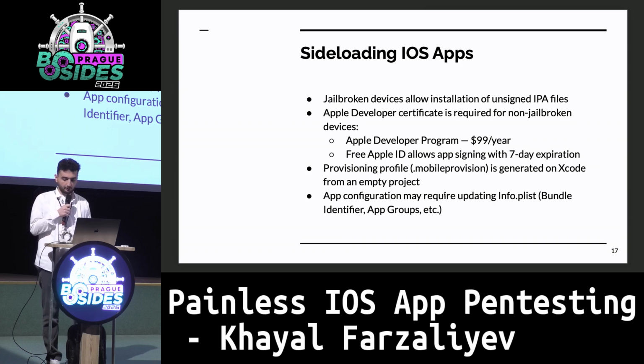You may also need to modify Info.plist inside the IPA. The bundle identifier might need to match your Apple developer certificate. And if the app uses app groups, you might need to update those as well.